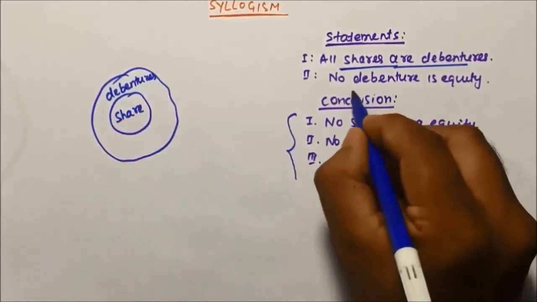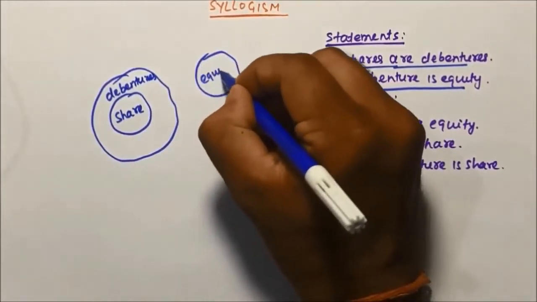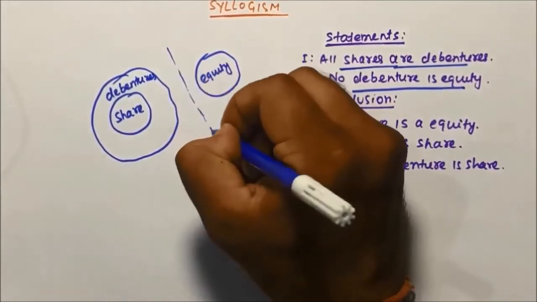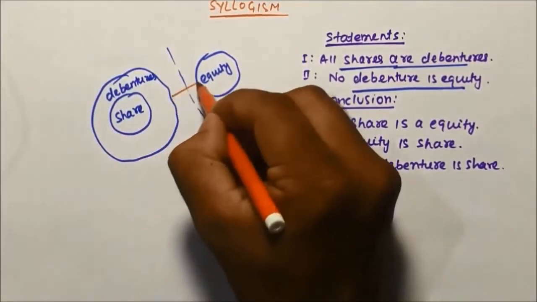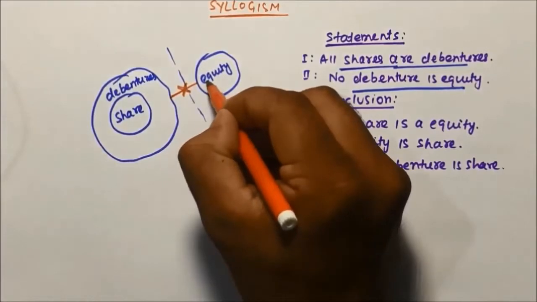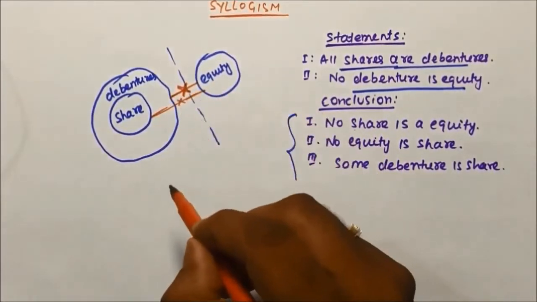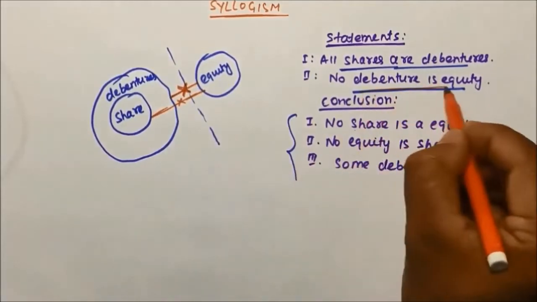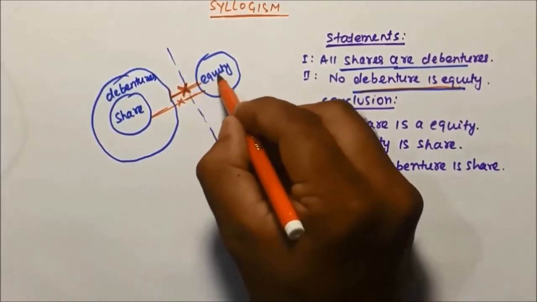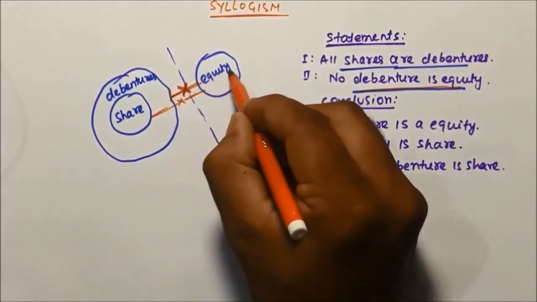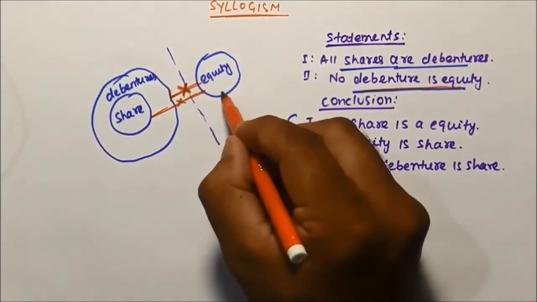Okay. Now, no debenture is equity. So there is no relation between debenture and equity. When the debenture does not have any relation with equity, then share will also not have any relation with equity. This is very easy to understand. In the statement they are telling no debenture is equity, meaning there is no relation between the debenture and equity. When the outside itself does not have any relation with equity, then definitely the share will not have any relation with equity, right?